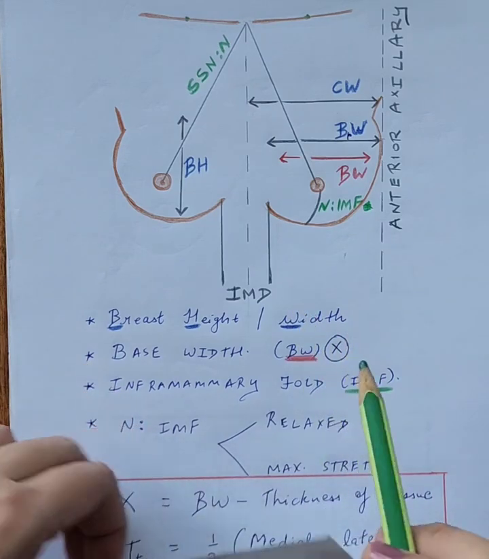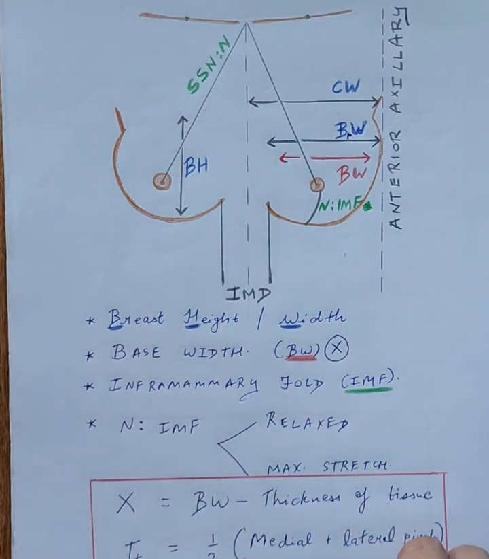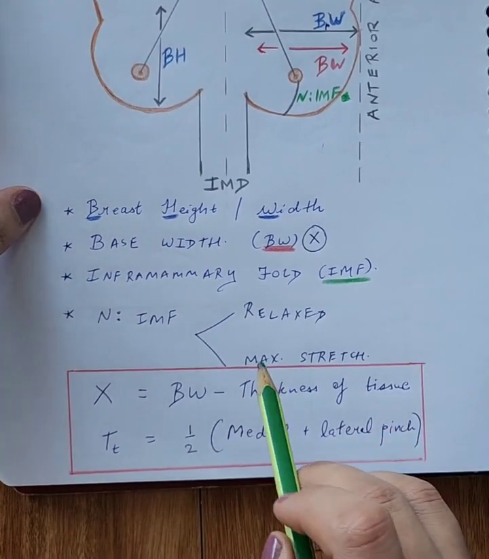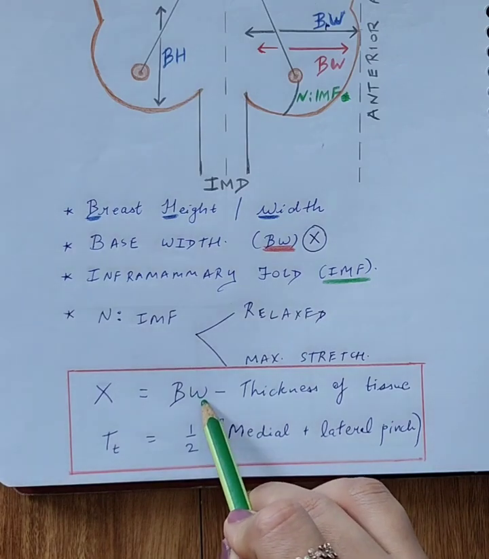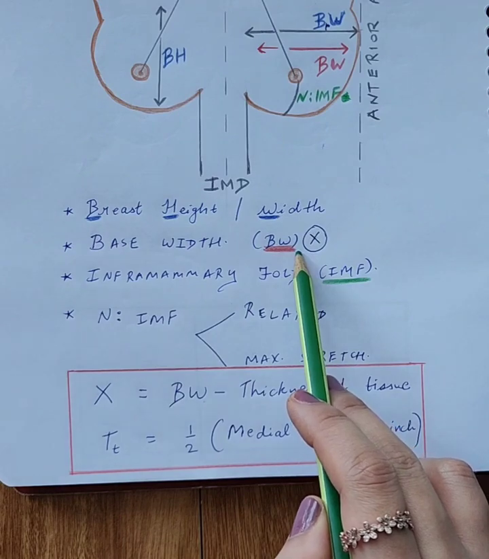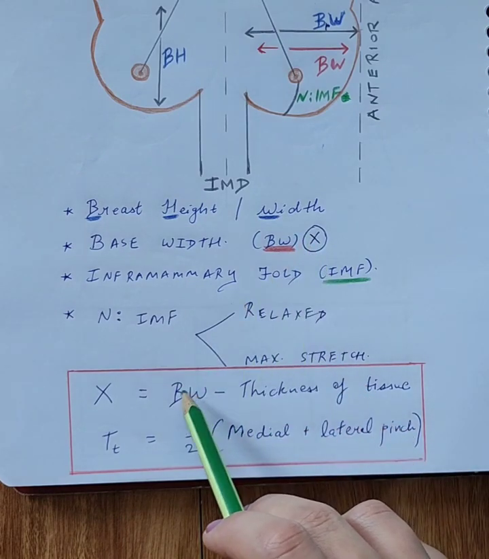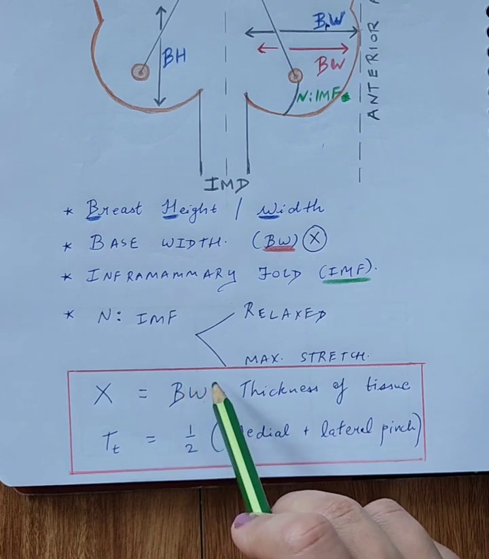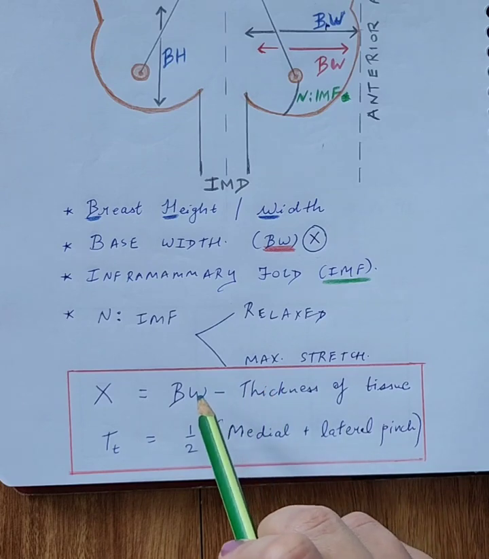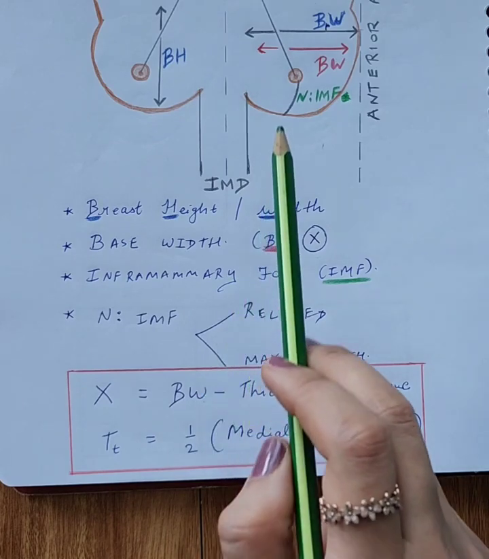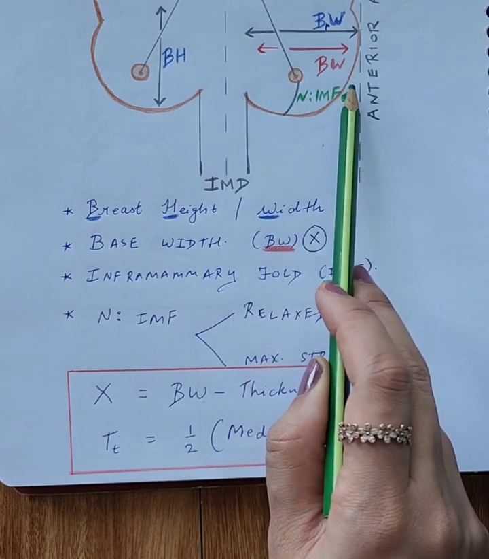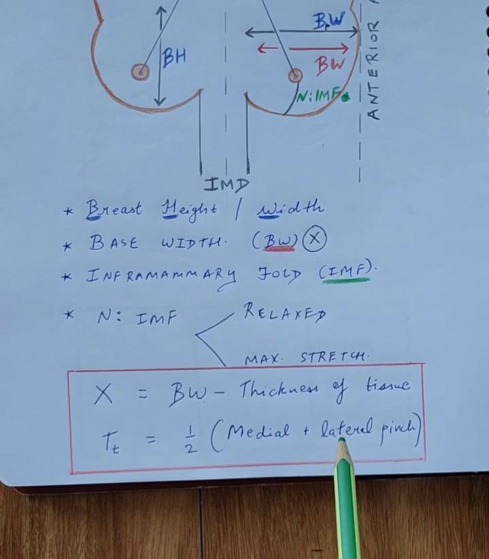For this video, coming back to the most important part is how do you decide the size of your implant. So depending on the base width of the implant, which then depends on the tissue in the breast. So if we consider the base width of the implant to be X, then X is going to be the breast width minus the thickness of the tissue. That is, in this case, we are going to consider the width of the breast and we are going to minus the thickness of the tissue on either side, which is determined by the medial and the lateral pinch.